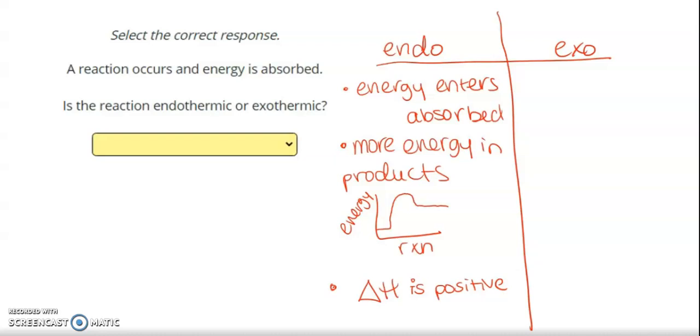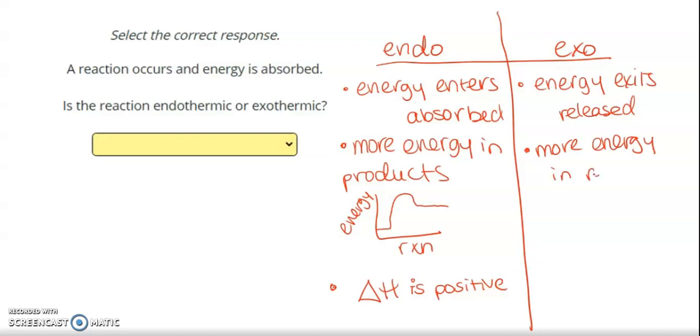All right, let's look at exothermic. For exothermic, it's kind of the opposite. Energy is going to exit. Energy that was stored in the chemical bonds is going to be released. So you can remember exit sounds like exo. Exothermic energy exits. There's going to be more energy in the reactants, because you start with more energy than you end with.